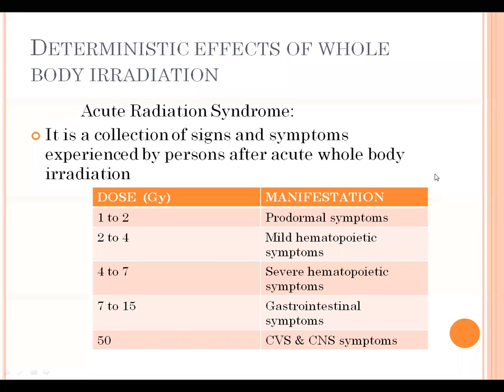If one or two grays are radiated, or the person has taken whole body radiation, there will be prodromal symptoms you will see. This is very important. If the dose is 2 to 4 grays, you will see the mild hematopoietic symptoms, and if the dose is from 4 to 7, then you will see the severe hematopoietic symptoms, and if the dose is from 7 to 15, you will see the gastrointestinal symptoms, and more than 50 grays, you will see the CNS and CVS damage.